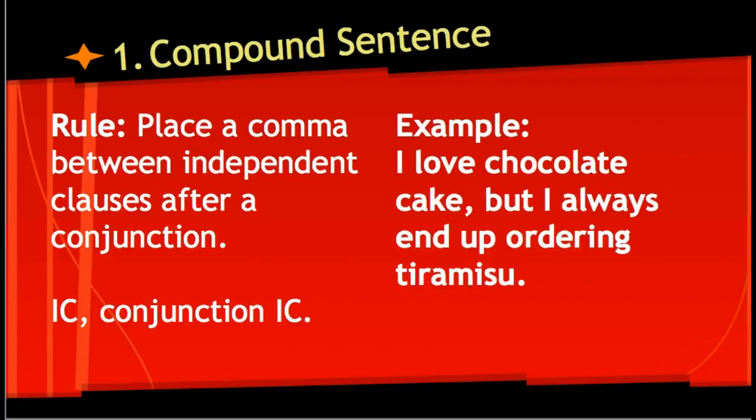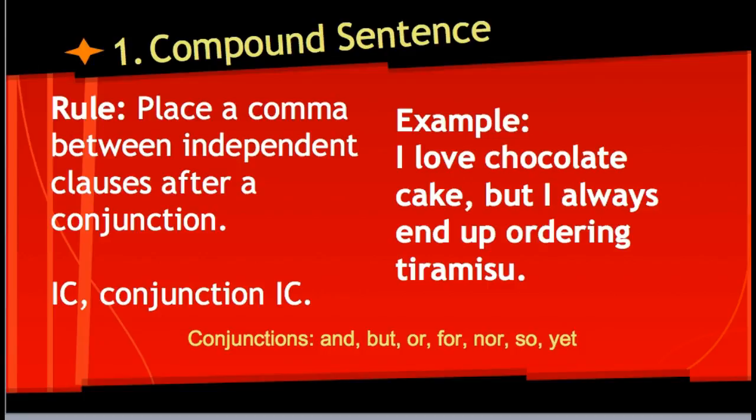Rule number 1 is our compound sentence rule. We've already looked at this many times as the IC comma conjunction IC. If you recall, our conjunctions are and, but, or, for, nor, so, and yet. Okay, so you can see the conjunctions there at the bottom. On to the next one.